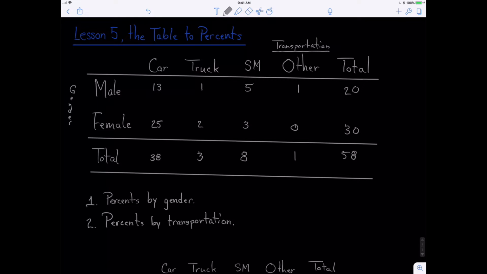Hi, in this video, this is lesson 5, and we're going to talk about taking a table and writing the table as percents. So here we begin. Here we go.